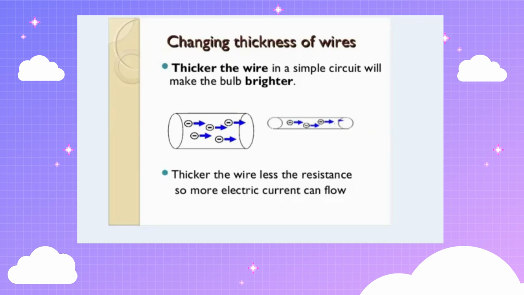See the second point. The thicker the wire, the less resistance, so more electric current can flow. If you take a thinner wire, there is more resistance and less electric current would flow. So people prefer to go for thicker wires. Let's move on.